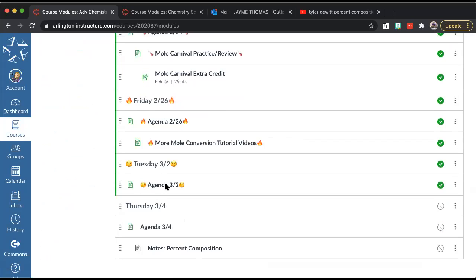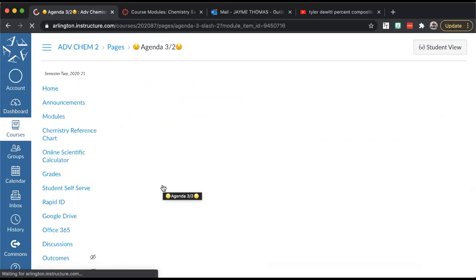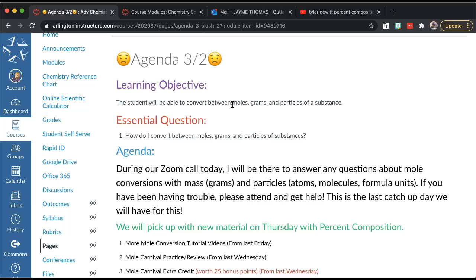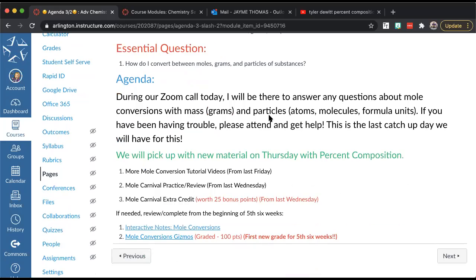So for today, there's not anything really new, okay? All I have here on the agenda, we're still practicing the conversions between moles, grams, and particles. And so what I said today was that during the Zoom call, if anybody wants me to go over a specific question or clarify anything, if you're having trouble still understanding it, then you can ask and we can go over something. But if you're good on doing these conversions and you're like, I got it, I understand it, I don't need to ask any questions or do any more tutorial videos, then you should be good because there's nothing new for today.